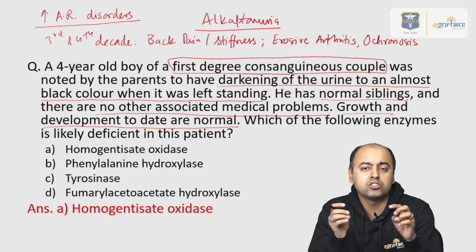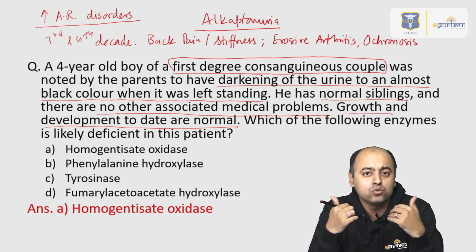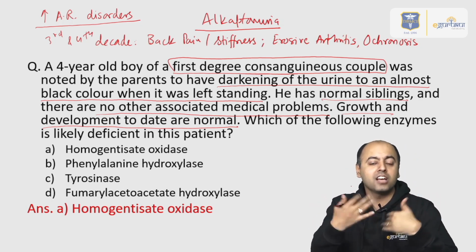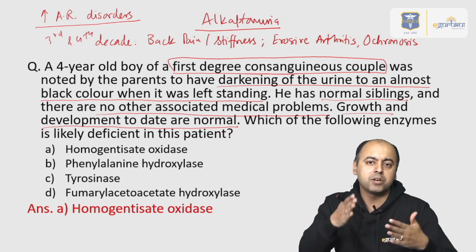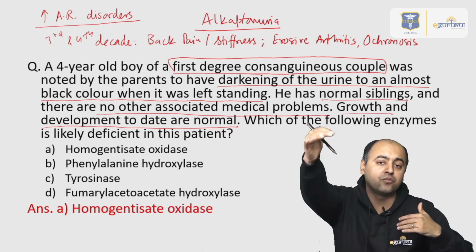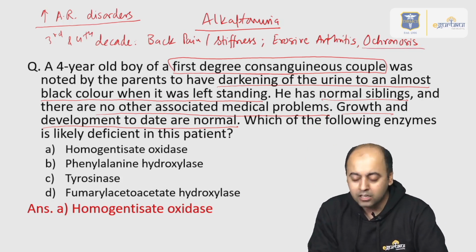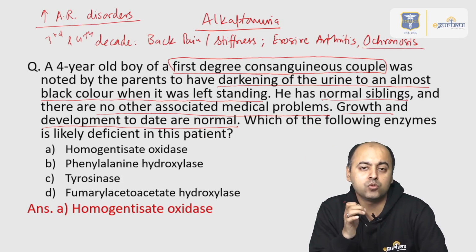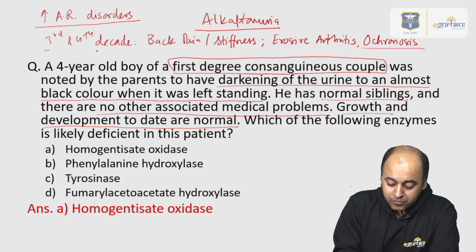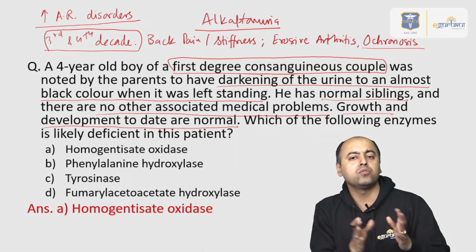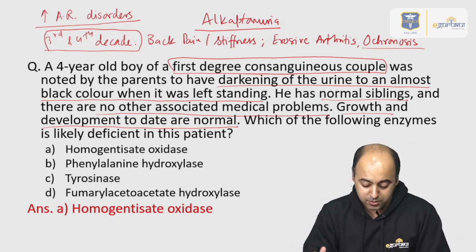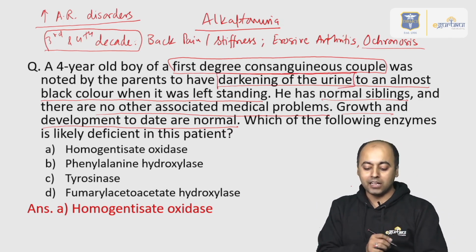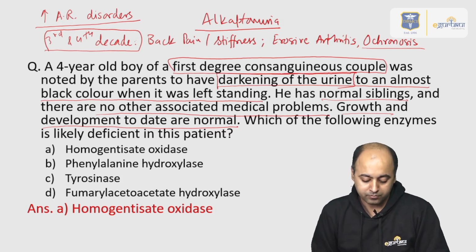This is again because the deposited homogentisic acid gradually gets oxidized over years and decades. In the atmosphere, partial pressure of oxygen is high, so quick oxidation. In the body, partial pressure of oxygen is low, so oxidation takes a very long time. So the blackening occurs over decades. So ochronosis is the blackening of the deposited homogentisic acid. All of this will appear in 3rd and 4th decade. Before that there are no other signs symptoms except darkening of urine on standing in case of alkaptonuria.